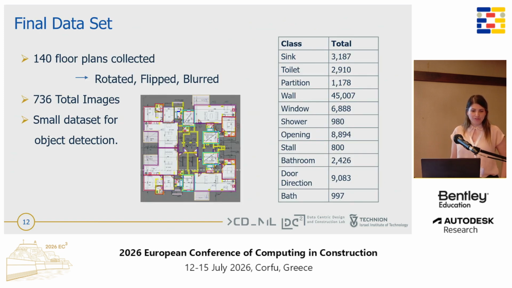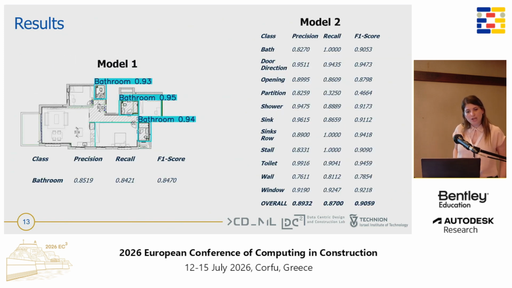Okay, so after quite a heavy augmentation process, we've ended up with 736 total images of floor plans that were completely annotated. Unfortunately, this is quite small still for object detection, but this is what we had. So we had to shrink down the list of requirements that we wanted to check based on the objects that we had good representation of in this data set. That's what we did.